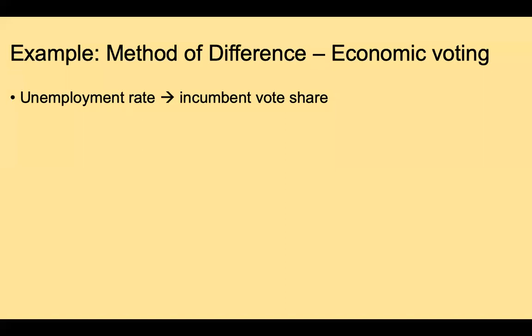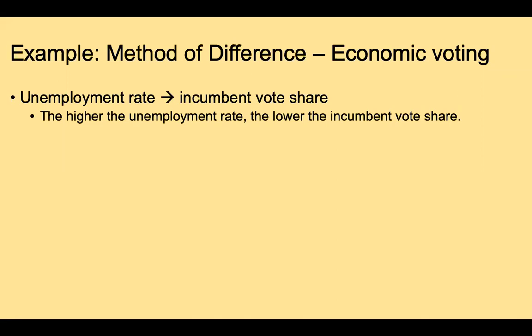And so here's our example using the method of difference to try to explain what triggers economic voting and what doesn't. We begin with this relatively simple, straightforward relationship. The idea that the higher the unemployment rate, the lower the incumbent vote share. Pretty straightforward, very intuitive. This is the kind of logic that comes from the economic voting literature. The idea that these economic conditions should impact the incumbent's survival or their performance in the election. And so where unemployment is relatively high, the incumbent's vote share should be lower.